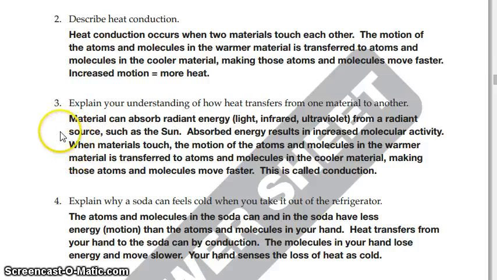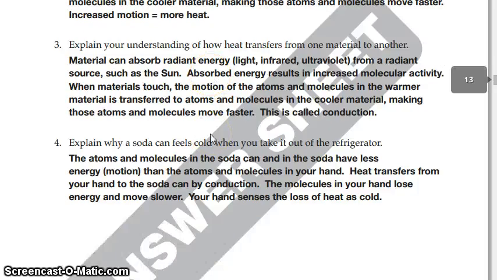The other type, what we've been talking about with the lab and more so in this video, is when molecules touch. The motion of an atom and a molecule in the warmer material is transferred to the atoms and molecules of the cooler material, making those atoms and molecules move faster or increase their energy and temperature. And this is called conduction.